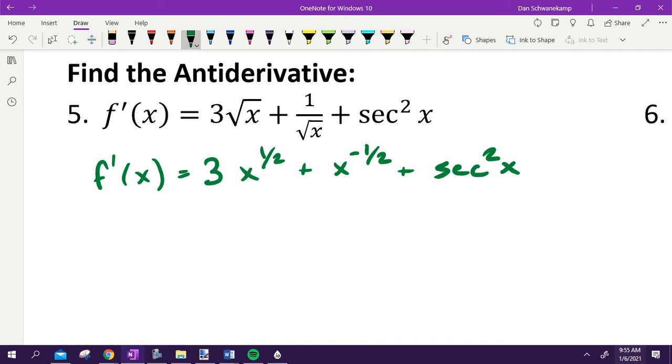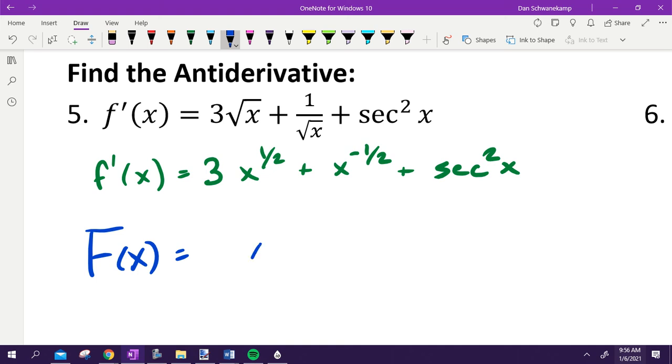Find the antiderivative. Talk with your neighbor. Let's find the antiderivative. 3x to 1/2. We're finding the antiderivative here. So capital F of x. We're going to go ahead and label that. The other ones we were just doing it, so we didn't necessarily have to label, but this one we should.